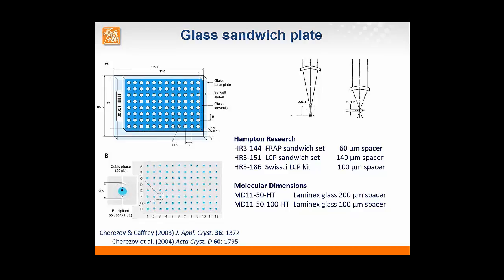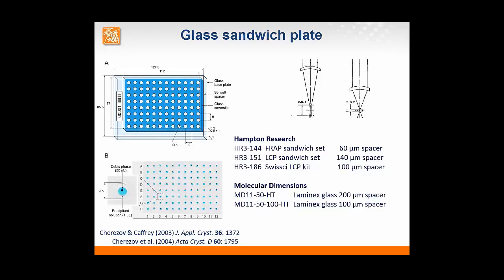You can also use 100 micron, 140 micron spacers, the other plates that you typically use for crystallization. In that case, not all the samples will be bleached, but you still can get data that you can use to guide your crystallization trials. However, you might not get a very accurate value for the diffusion coefficient.